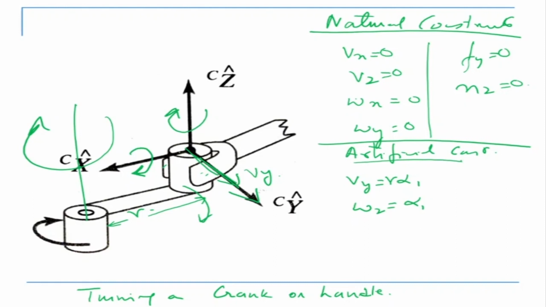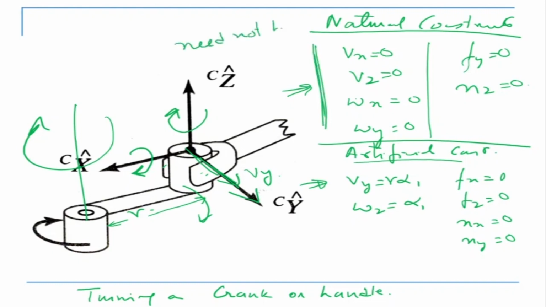What about in terms of fx, fy? Now fx has to be 0 because I should not apply a force in the x direction. Fz must be equal to 0, and nx must be equal to 0, and ny must be equal to 0. If you add this and this, there are 12 actually. This part need not be controlled, because they're natural constraints. These have to be controlled.